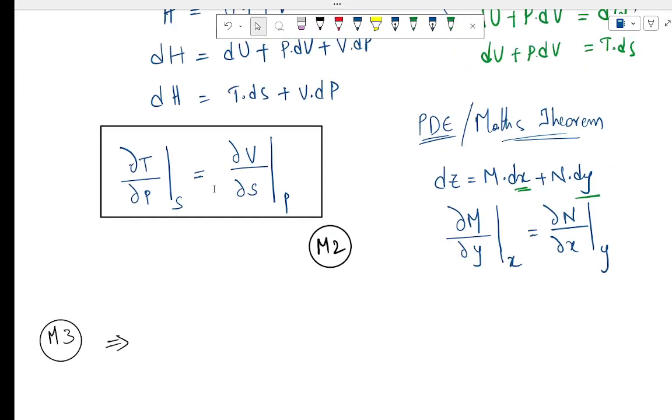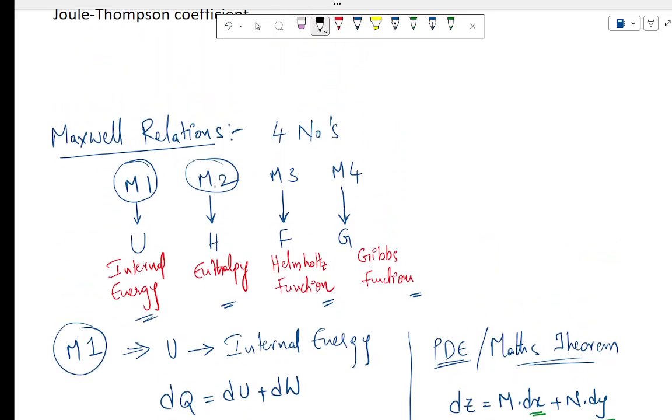Now we will move on to the Maxwell relation 3. So the Maxwell relation 3 will be dependent on your F. Okay, I think I must tell you this thing here. So first thing you remember here, U, and the remaining is HFG. So remember this as HFG or UHFG, you remember like that.